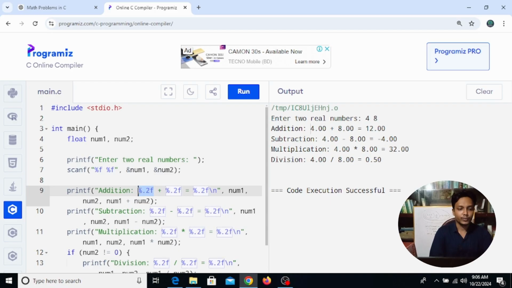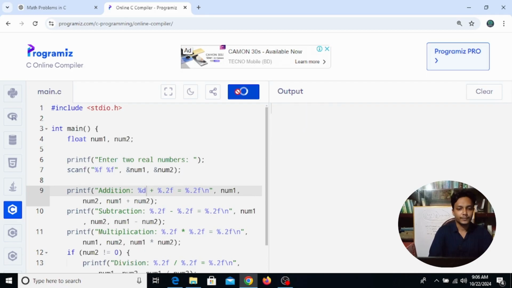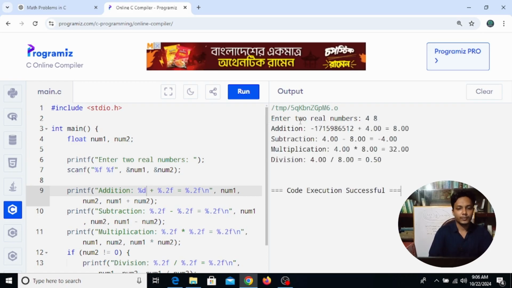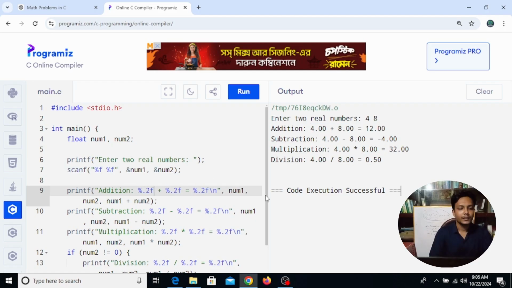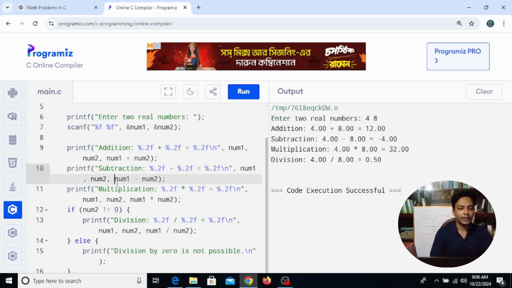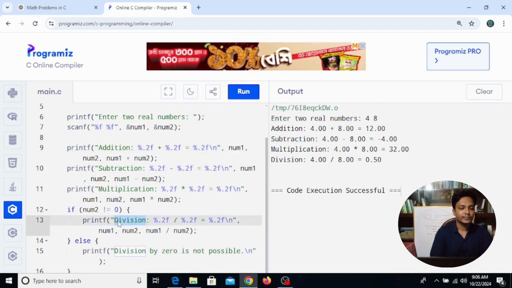Okay, if we don't put this one, like if we put percentage d, what do we get? You see, 4 8. You see, there is something wrong with our output. So that's how we subtract, multiply and divide two numbers, right?